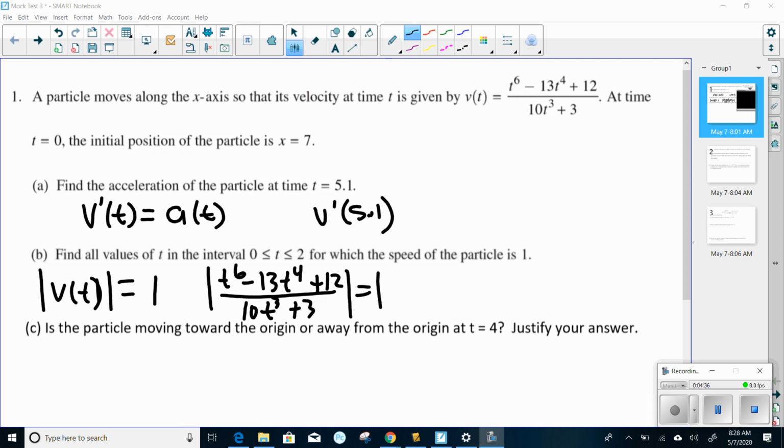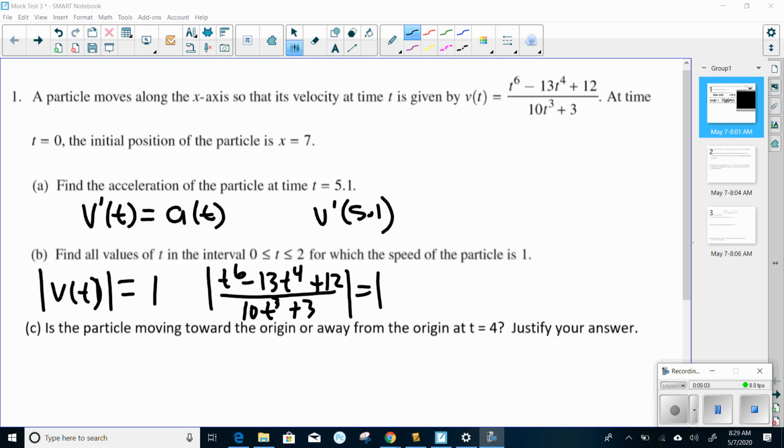Hey, by the way, points: 1A was 1 point. That's a pretty basic problem. It's using a calculator to find the acceleration. B was worth 2 points. You get 1 point just for including that the absolute value of v of t has to equal 1. Okay, that earns you 1 point. The second point is actually putting it in your calculator and using it to solve that.